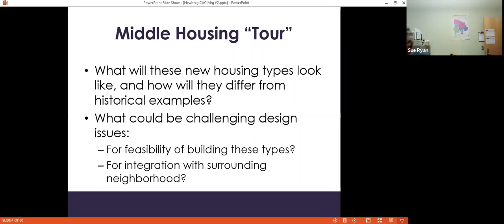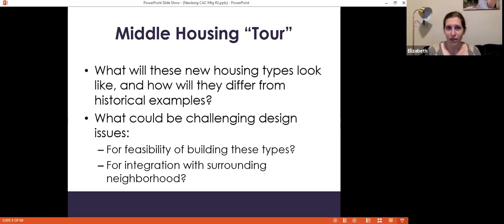So with that, we wanted to take you on a bit of a tour this evening to get a sense of what these new housing types might look like, based on some of the first ones that we're seeing built and how they might differ from historical examples. So, this is not going to be your grandma's duplex. They're just not building houses like they used to. And all the same trends that we've seen affect single family detached construction over the years are likely to affect what we're going to see for middle housing as well.